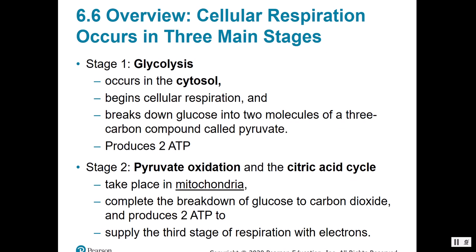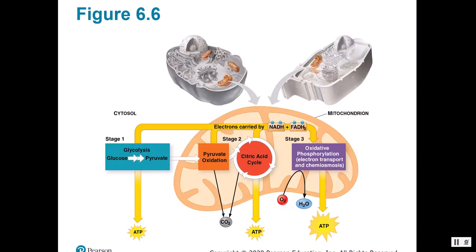So honestly, y'all, stage 1 and stage 2, we get 2 ATP from each. They're really just to drive the 3rd stage. They provide those electrons and energy to allow the 3rd stage, because the 3rd stage is where we get most of our ATP. Glycolysis starts in the cytosol, so we're right outside the mitochondria, and then we move into the mitochondria for the citric acid cycle. All right, so right here, stage 1 glycolysis, we take glucose, split it into pyruvate.